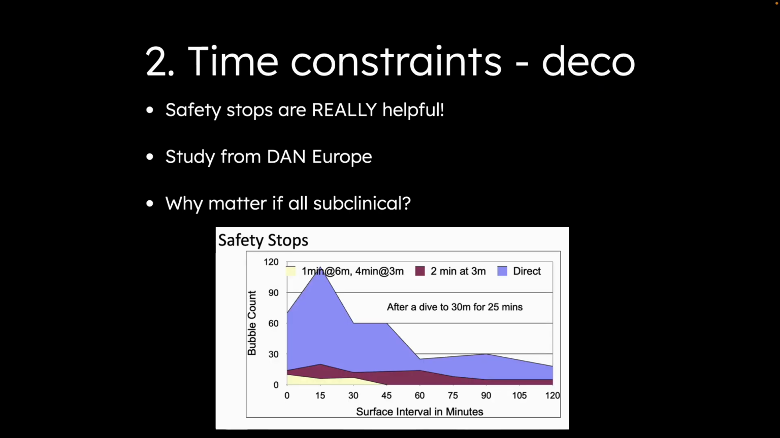And I mentioned safety stops. Safety stops are really, really helpful for helping with that decompression stress. These are some data from a study that was conducted by DAN Europe, and it shows some work that was done on a number of divers, and they all did the same dive. They all did a dive to 30 meters or 100 feet for 25 minutes, and then had a nice normal ascent rate and came up to the surface. Importantly, none of the divers had any symptoms of decompression sickness. But even though you don't have decompression sickness, there are still bubbles in your blood.